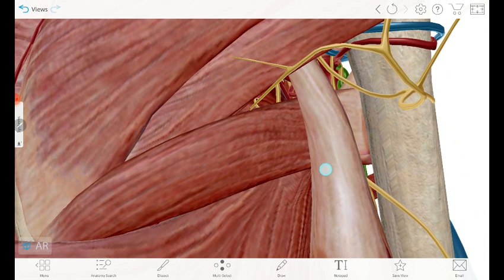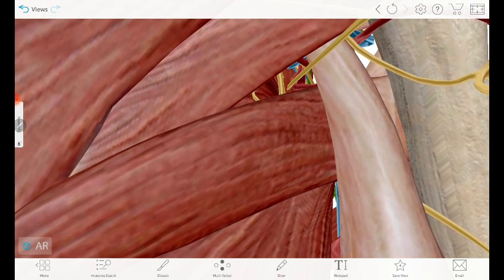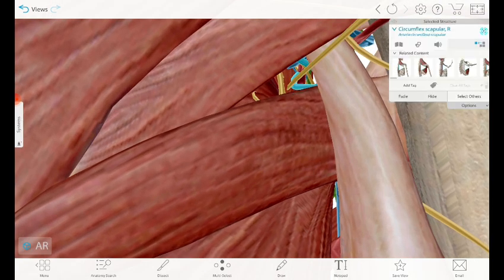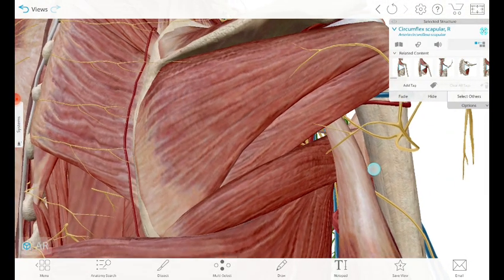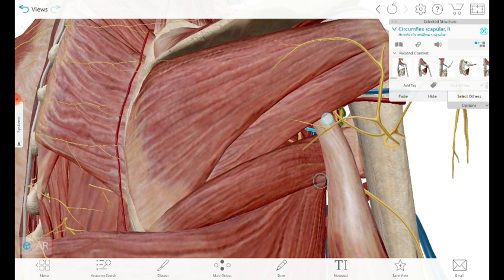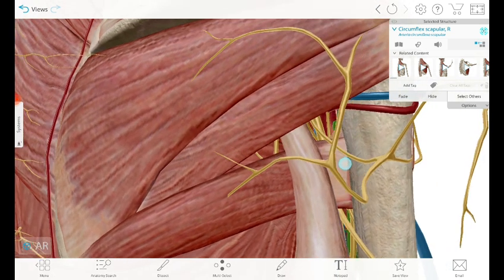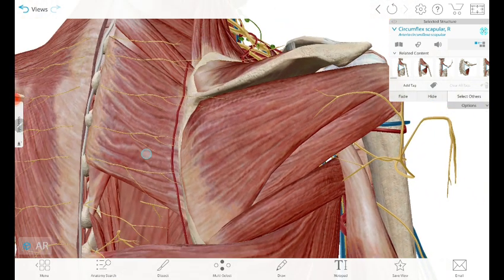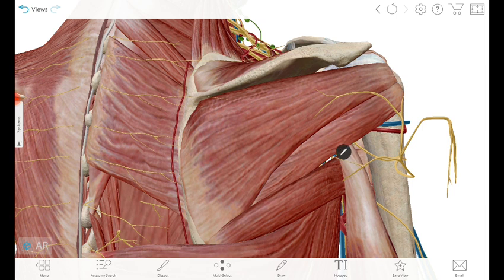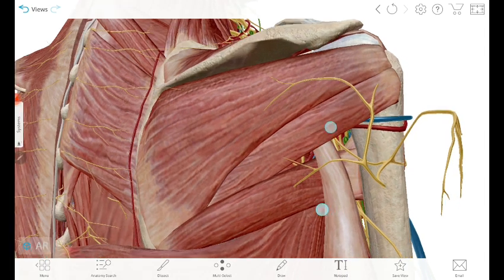I'll try showing you the circumflex scapular vessel. This over here is the circumflex scapular artery. Actually, in this model it has not been shown coming out through this space, but it does come out through this space. So you can imagine this artery coming out through this space and winding over the medial aspect of the scapula. This is the circumflex scapular vessel.